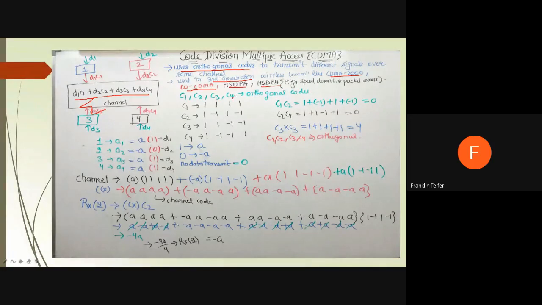So let us take C1, C2, C3, C4 as orthogonal codes. Orthogonal means that multiplying the two codes gives 0. Let us take C1, C2, C3, C4 as sets of ones and minus ones.